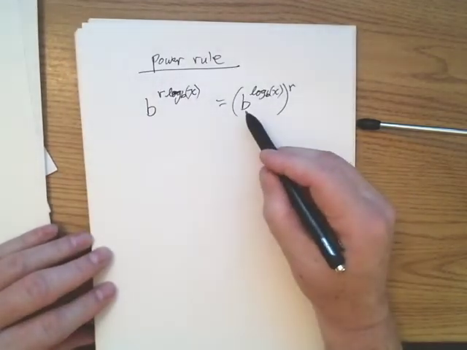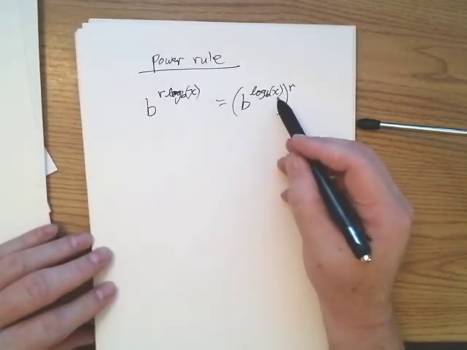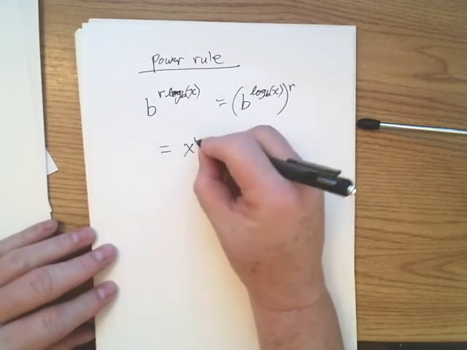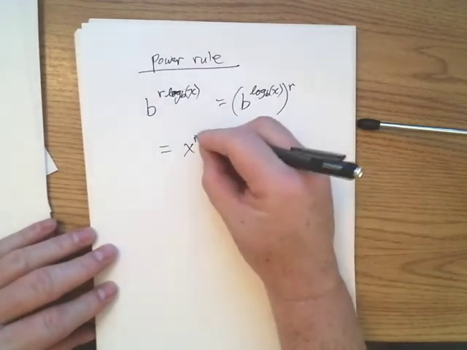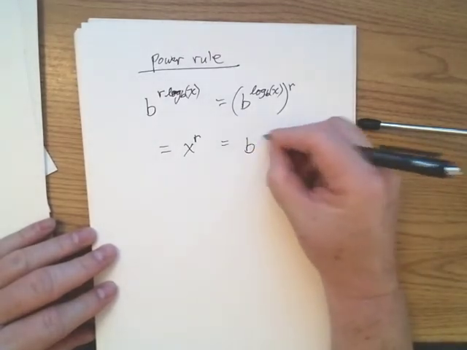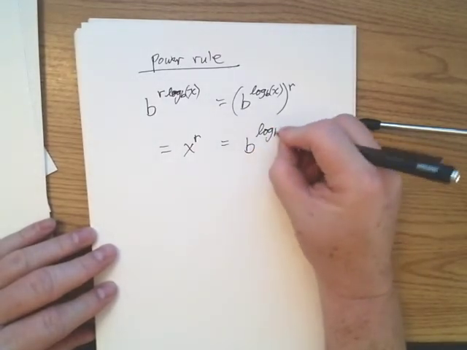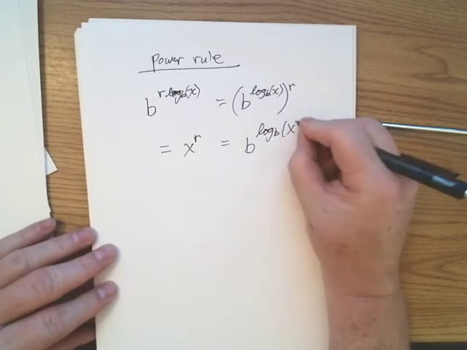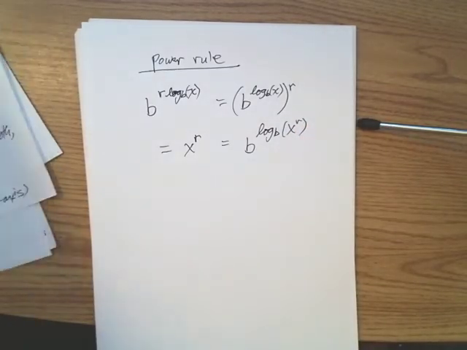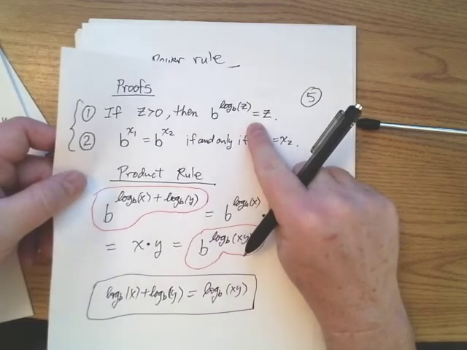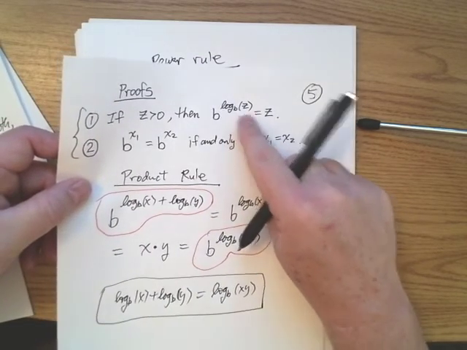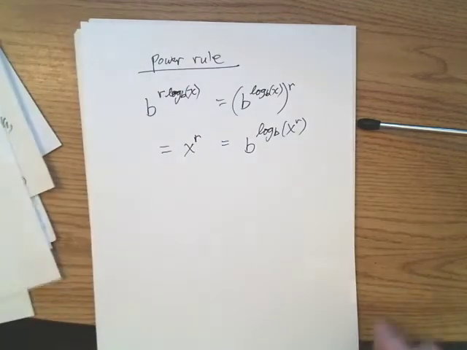But wait a minute. What's b to the logarithm base b of x? It's x. That's x to the r power. But what's x to the r power? It's b to the logarithm base b of x to the r power. Using this same principle again. Instead of z, I've got x to the r power.